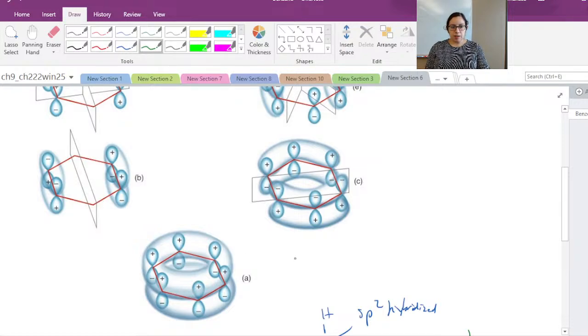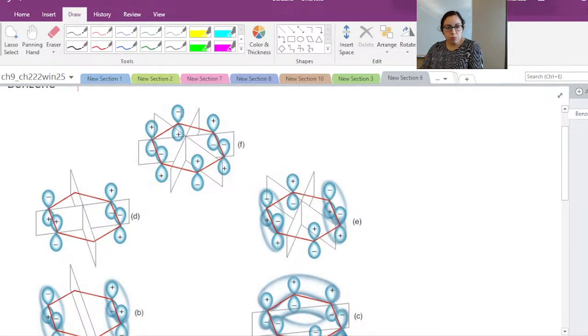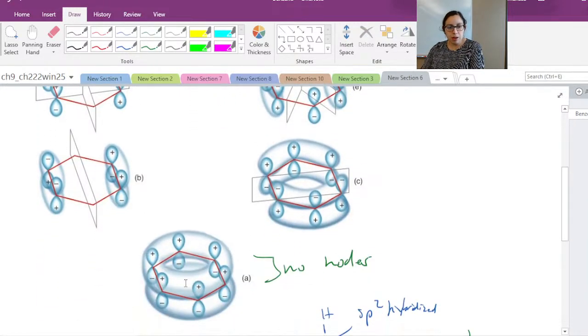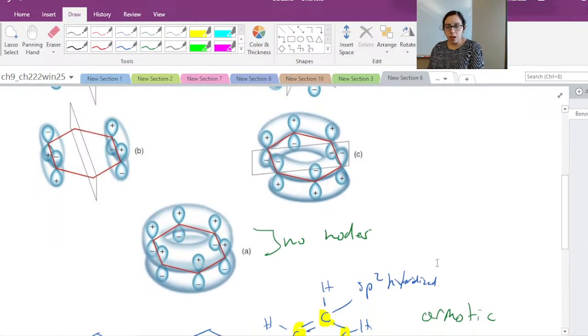So we're getting there. The first one we mentioned had no nodes, and that's the most favorable one. Again, that's the one we mainly talk about. But what it's showing us is, we have 1, 2, 3, 4, 5, 6 p orbitals. That means we're going to get 1, 2, 3, 4, 5, 6 mathematical combinations of our orbitals.